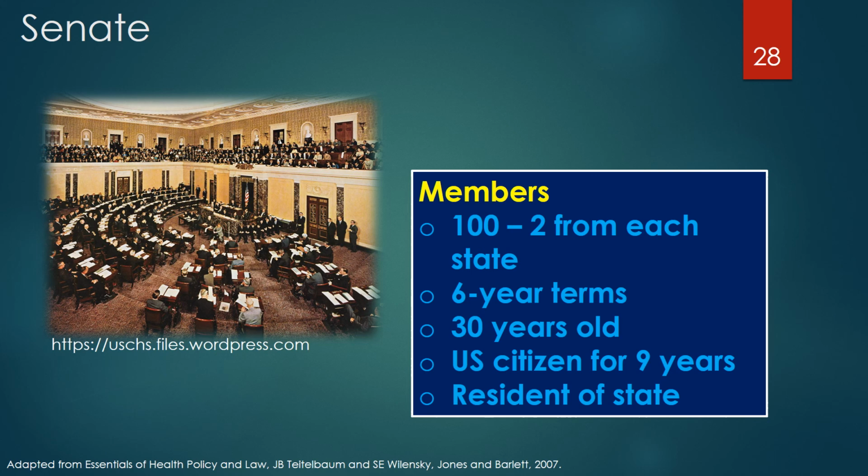The Senate has 100 members, 2 from each state. Senators are elected for 6-year terms and must be at least 30 years old, have been a United States citizen for at least 9 years, and be a resident of the state they represent.